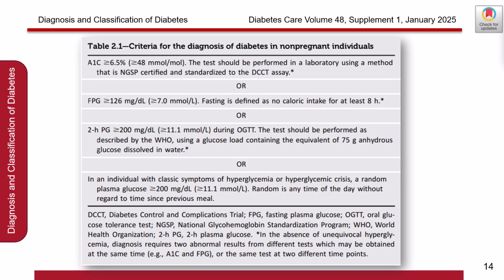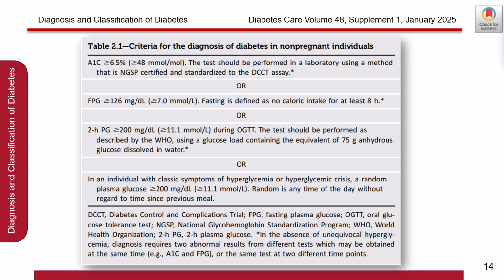Table 2.1. Criteria for the diagnosis of diabetes in non-pregnant individuals. Glycated hemoglobin greater than or equal to 6.5%, greater than or equal to 48 millimoles per mole. The test should be conducted in a laboratory using a method that is National Glycohemoglobin Standardization Program certified and standardized to the Diabetes Control and Complications Trial Assay, or fasting plasma glucose greater than or equal to 126 milligrams per deciliter, greater than or equal to 7.0 millimoles per liter.